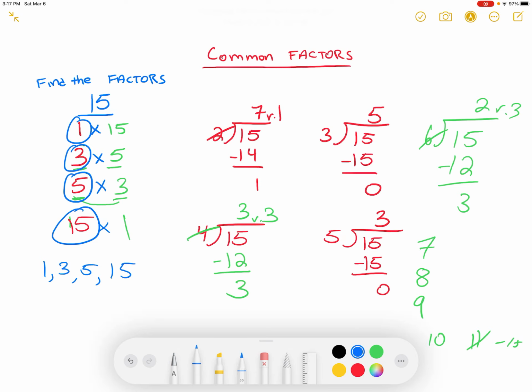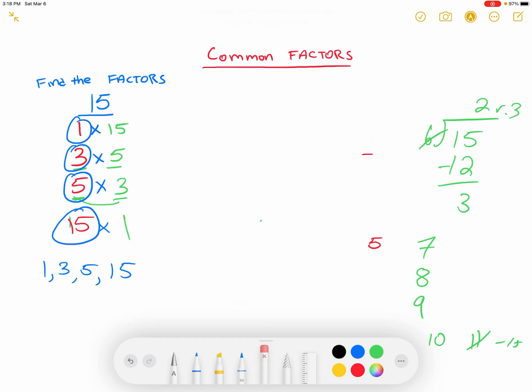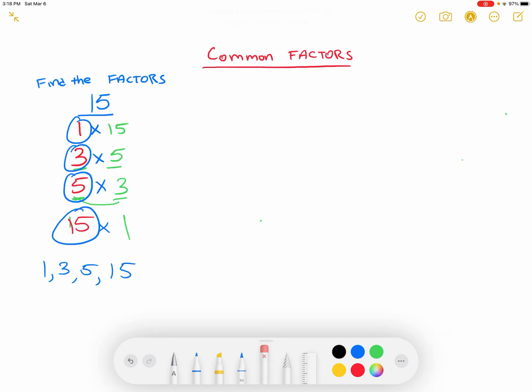Okay, so now that we found all the factors of 15, now we can start to say to ourselves, all right, does it have any common factors with another number? And here's what I mean. Let's say we're looking at another number, like, let's say the number is 20, right? What are all the factors of the number 20?